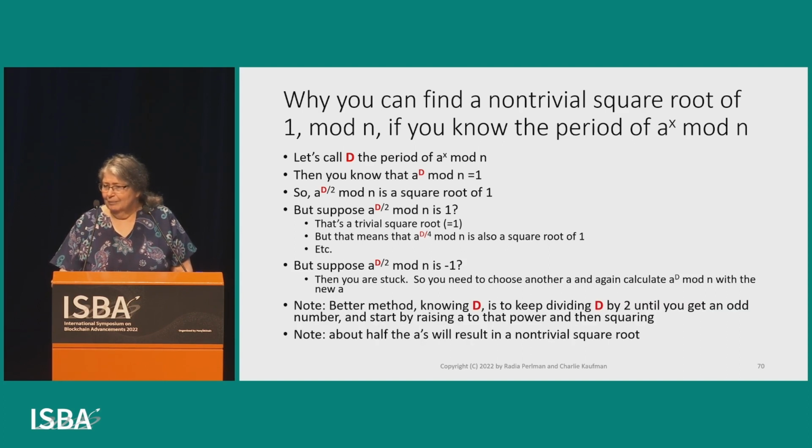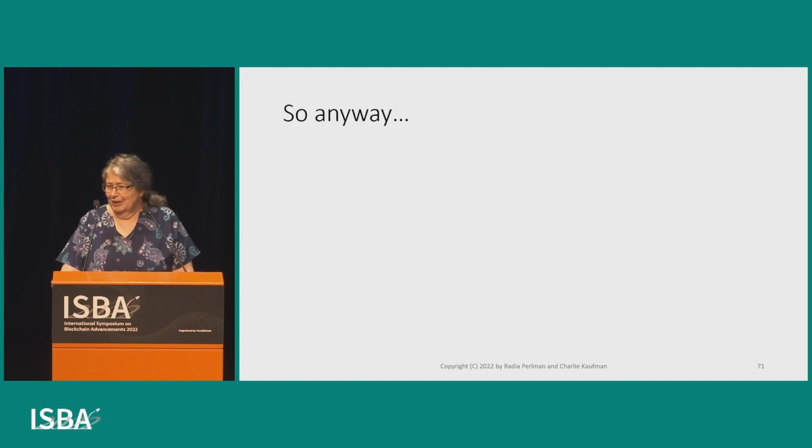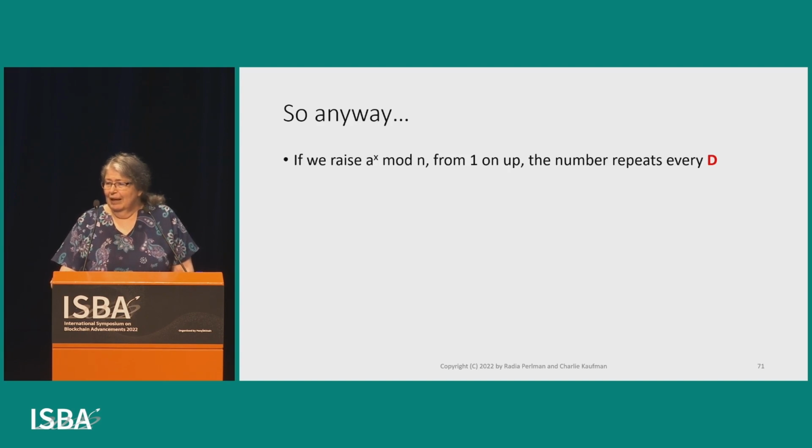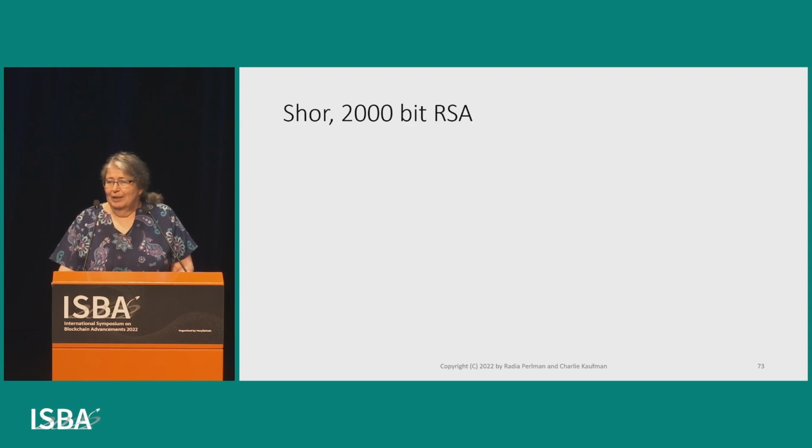Okay. So, yeah, about half of the a's, you'll succeed at this. So it's not going to take you very long once you know the period. So if we raise a to the x mod n from 1 on up, the number repeats every d. And we'd like to find d so we can factor n. And that's what Shor's algorithm is going to do. It's going to help us find d. So let's do Shor's algorithm.